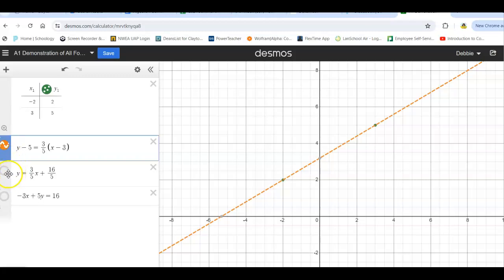Okay, now watch as I overlay y equals mx plus b. Once again, same exact line goes through both of those points. And then last but not least, here is our standard form. And you can see all 3 lines, they're all the same. They all incorporate our points.